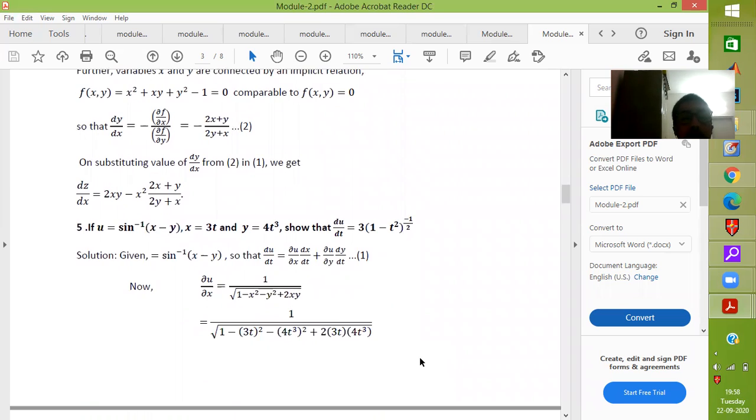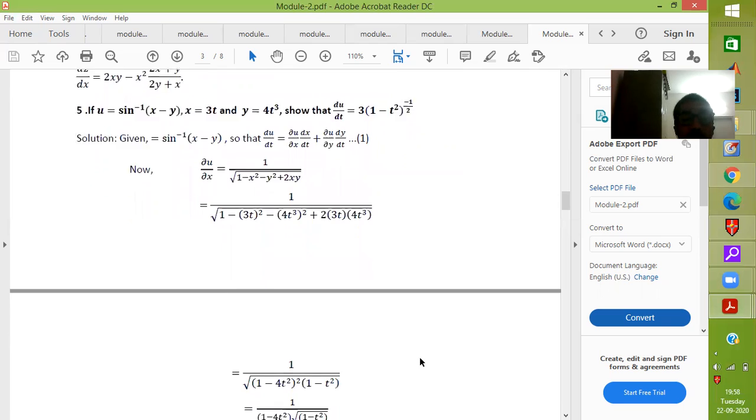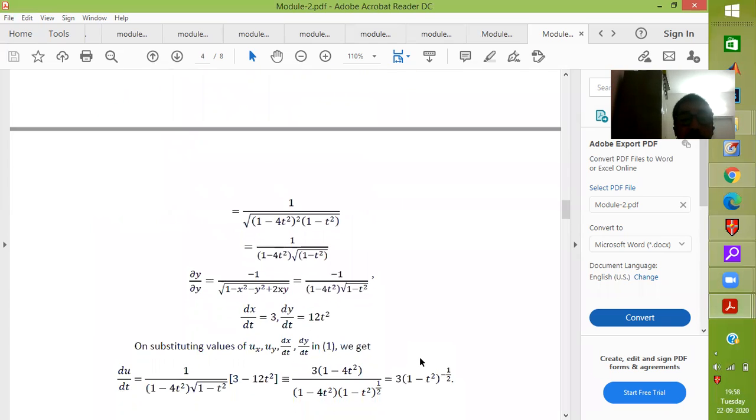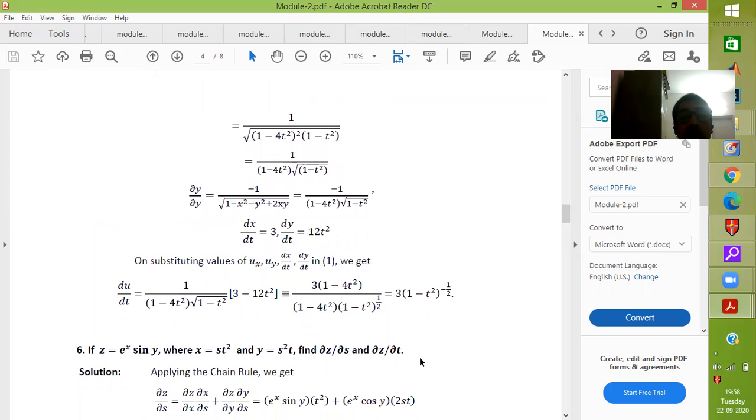Then comes example number 5, which can be solved actually in two different ways. U is a function of x and y. X and y are both functions of t, and we would like to find du by dt in terms of t. So just apply the chain rule of differentiation. This has been done without any complication. And then when you plug in, of course, careful differentiation is very, very important. And then you get the desired result.